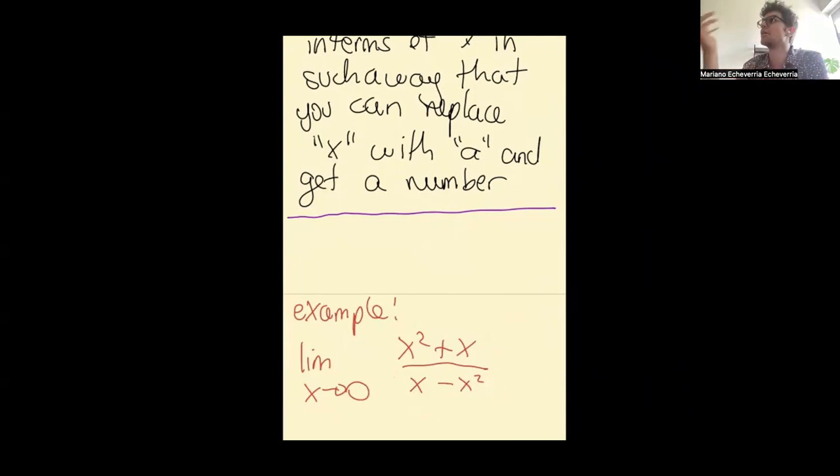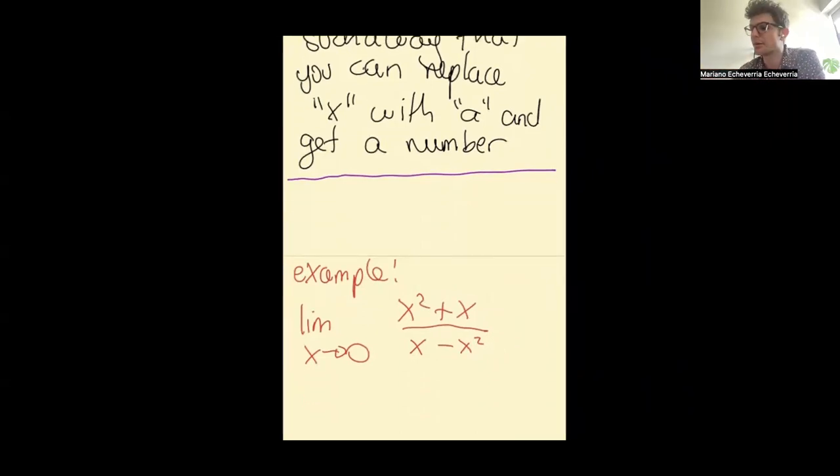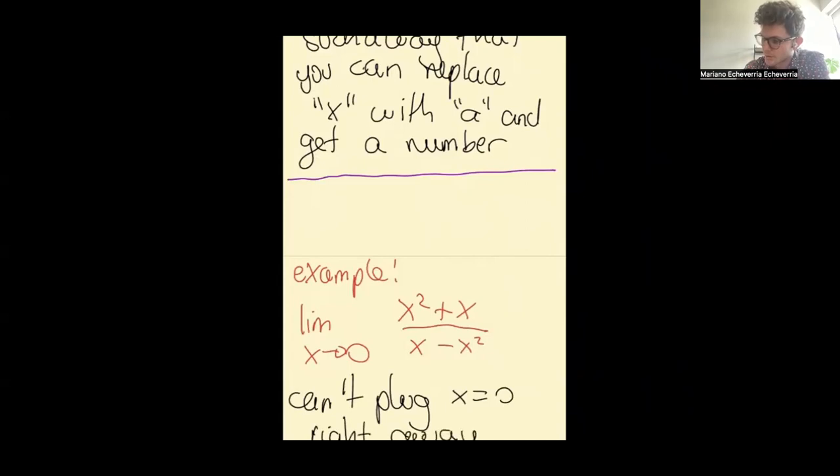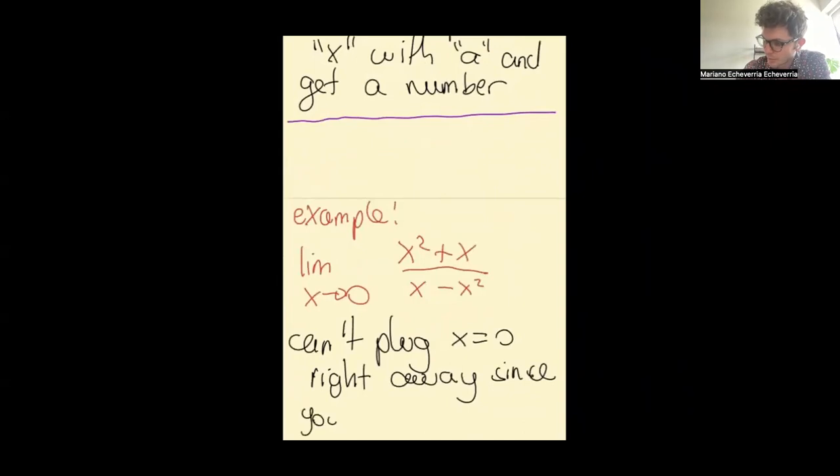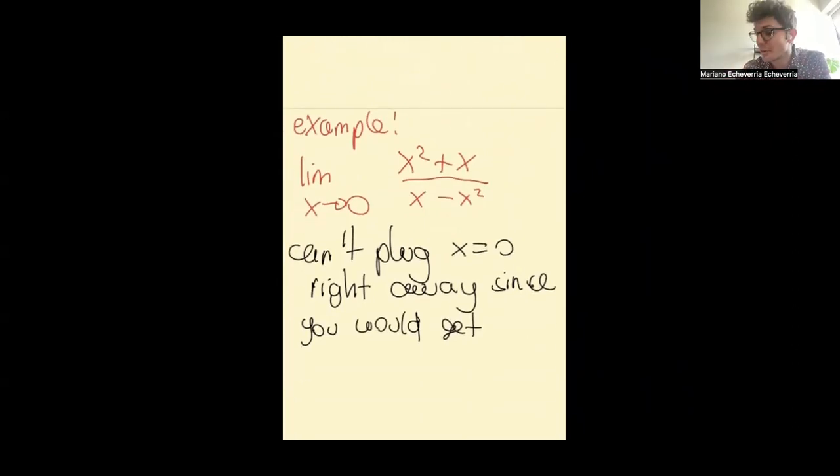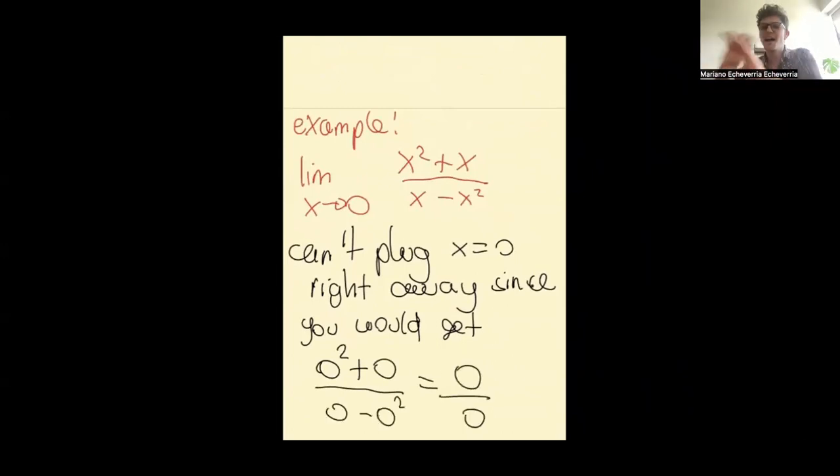But the thing, and this is what makes this relatively interesting, is that you cannot just plug in zero. You can't plug in x equals zero right away, since you would get zero on the numerator, zero squared plus zero, divided by zero minus zero squared. So you get zero over zero. Zero over zero is kind of like the enemy of the course. You have to always stay away from it. This is bad. This is not something we want to see.